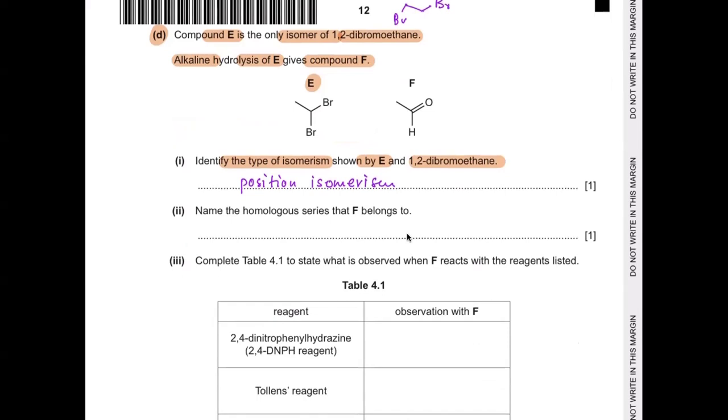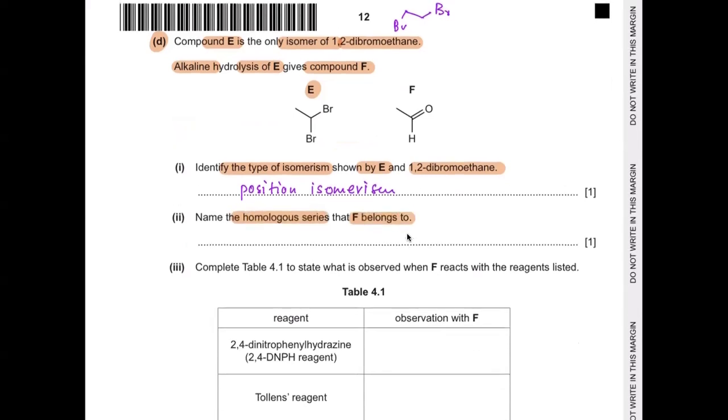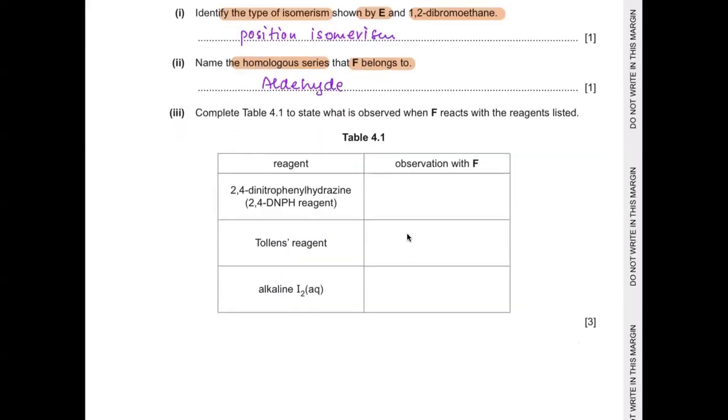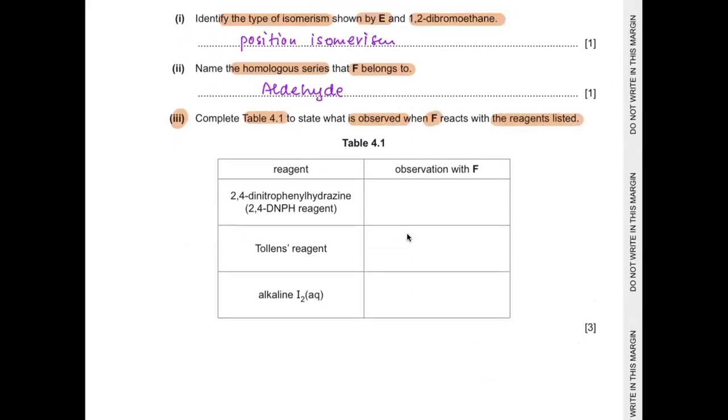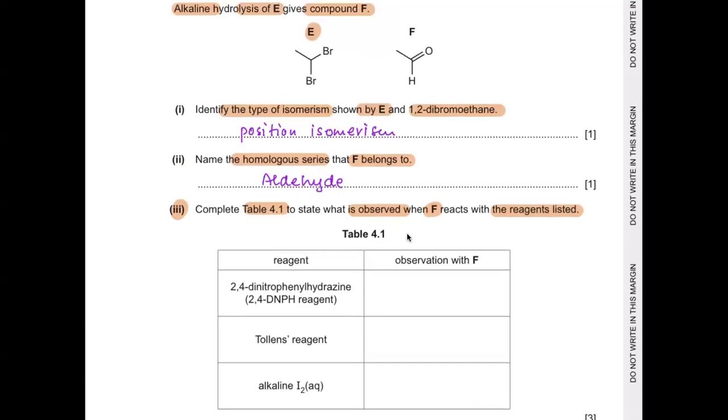Now, name the homologous series that F belongs to. We have identified that C=O is bonded to a hydrogen only, so this homologous series is called aldehyde, right? Now, part 3, complete table 4.1 to state what is observed when F reacts with the reagents listed. F is an aldehyde. Aldehyde, when it reacts with 2,4-DNPH, we know both aldehyde and ketone undergo reaction with this, forming an orange precipitate.